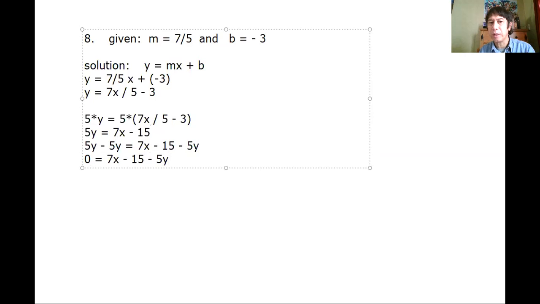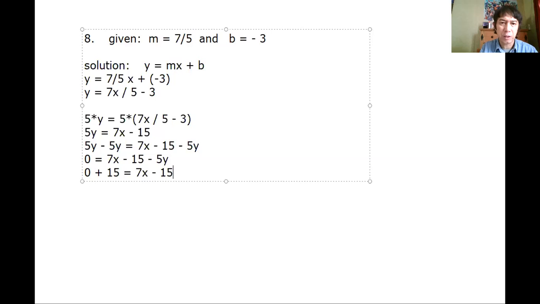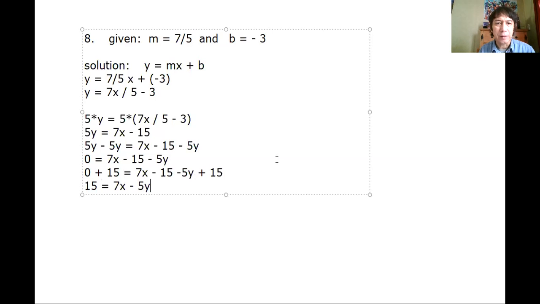Now we just move that negative 15 to the other side. The 7x and the 5y are now together. We will do that by way of addition. 0 plus 15. We have 7x minus 15 minus 5y. We will also add 15. So the left side is now 0 plus 15. That would only be 15. And the right side is now just 7x minus 5y. No more 15s there, because this will cancel out. And so we're almost done.